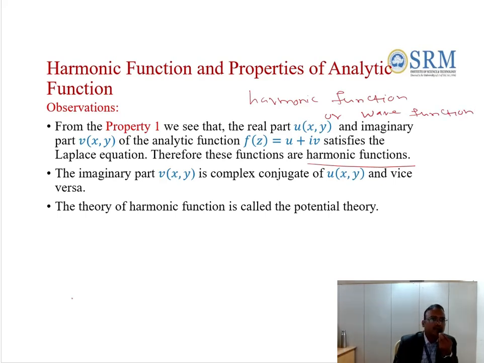Then second observation, the imaginary part v of x comma y is a complex conjugate of u. Similarly, u is a complex conjugate of v. Now, the theory of harmonic functions is called the potential theory. There is a theory, potential theory, which deals with harmonic functions.